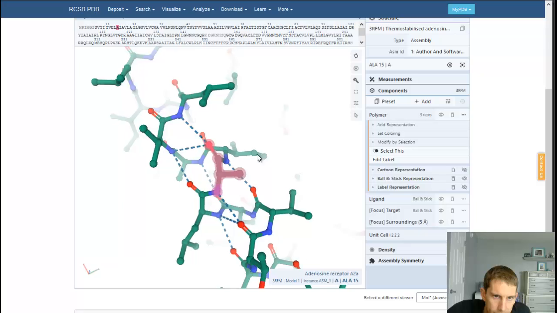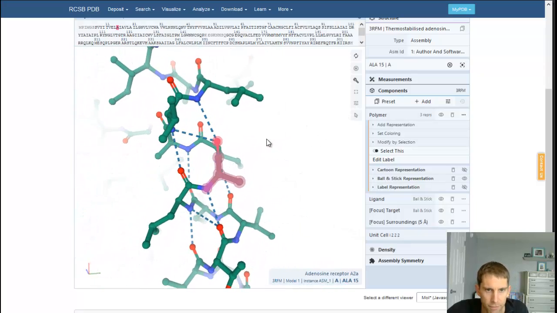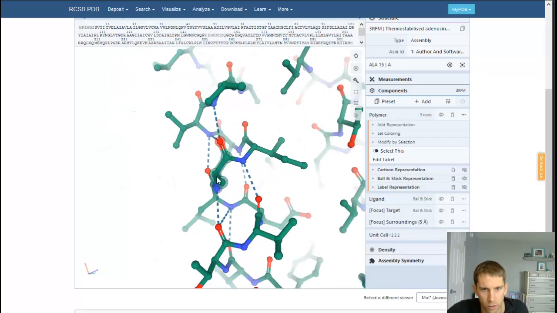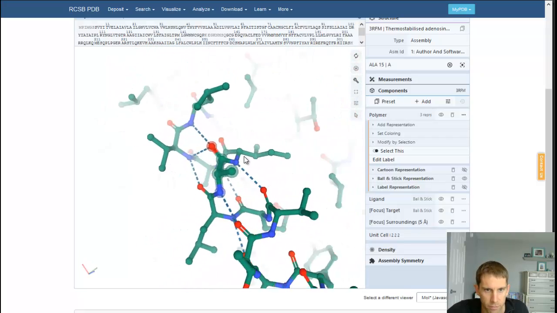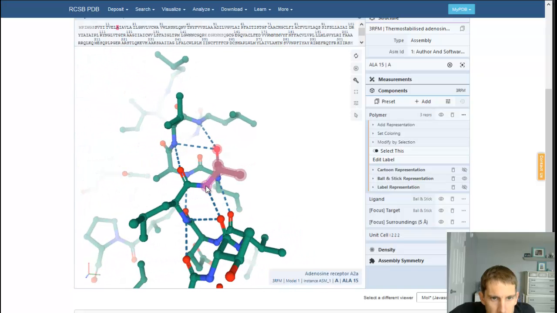When it's highlighted, I can see the specific nitrogen and carbonyl carbon that belong to amino acid 15, which can be confusing when you're looking at a very long sequence of amino acids. So when I highlight this again, this nitrogen right here and this oxygen right here belong to my amino acid alanine. This nitrogen here is bonded to that oxygen of the carbonyl carbon. And it looks like that is amino acid number 11, which is threonine.